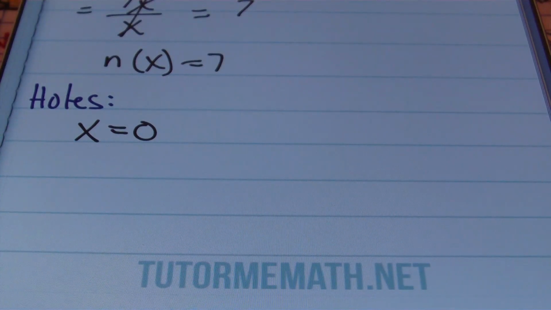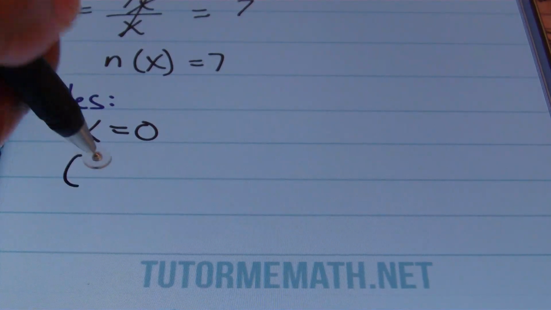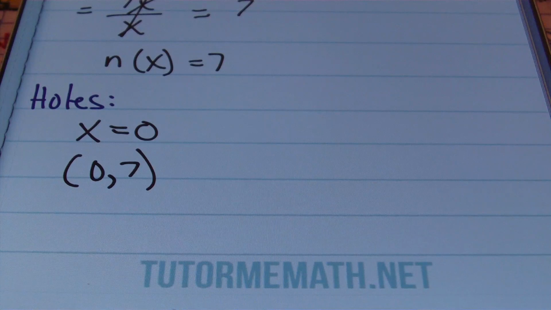So it really doesn't matter what the value of x is, whether it's 0 or anything else for that matter. Your y value is going to equal 7. So no matter what I plug into this simplified equation, my y value will equal 7. Well, that helps me out because that lets me know that my hole is going to be located at (0, 7). That's it. We found the hole in this graph.